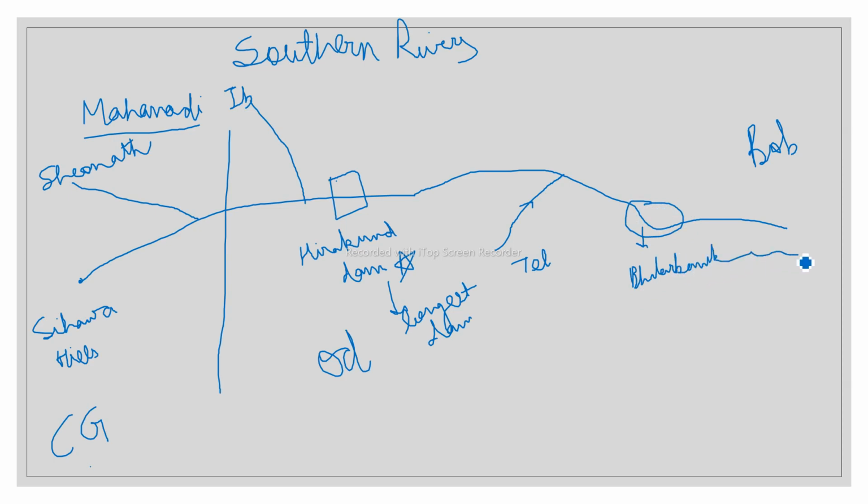Bhitarkanika National Park, it is going to flow through that, and then it is going to end up in the Bay of Bengal. So this is the whole course of the Mahanadi river. Two important things you should note here. One is Hirakund Dam, the largest dam. And two, the place of origination of Mahanadi, that is Sihawa Hills in Chhattisgarh.